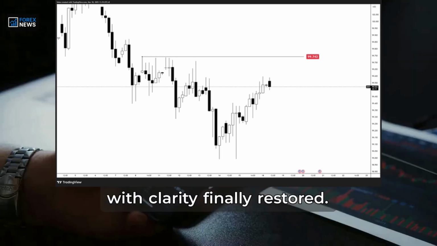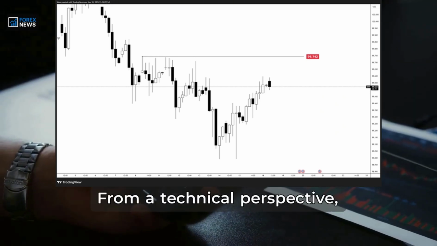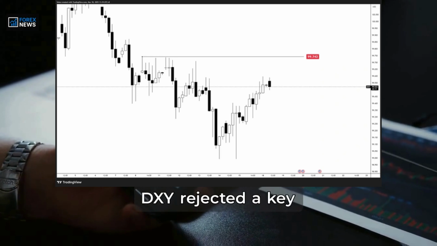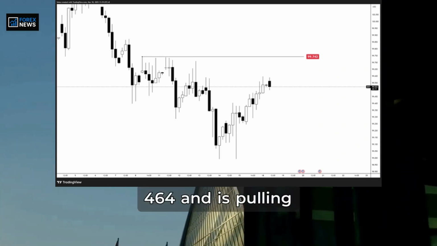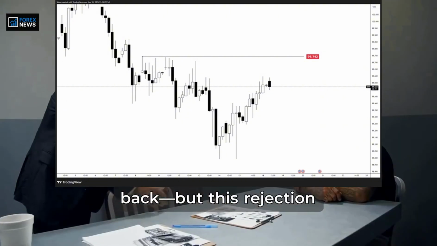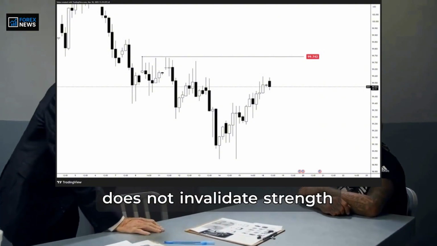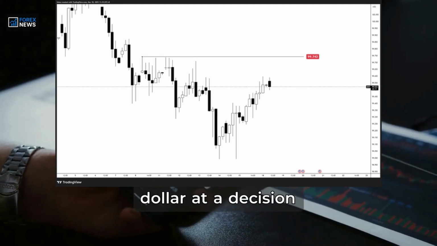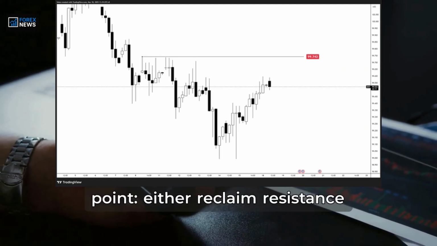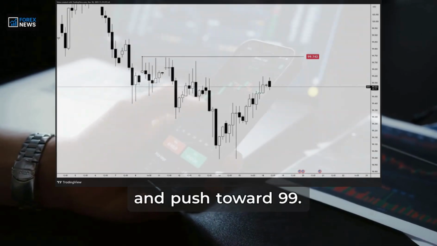From a technical perspective, DXY rejected a key inverse FVG at 99.464 and is pulling back. But this rejection does not invalidate strength entirely. Instead, it positions the dollar at a decision point: either reclaim resistance and push toward 99.742, or break lower and revisit deeper supports.